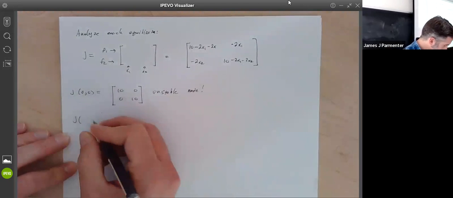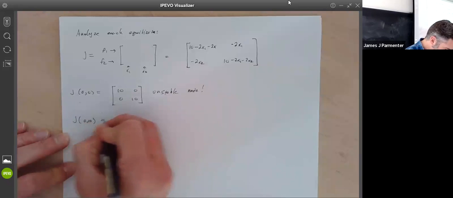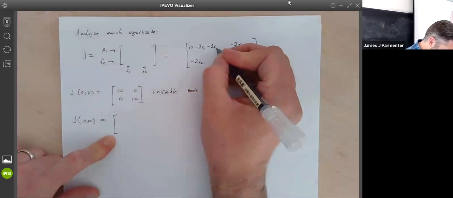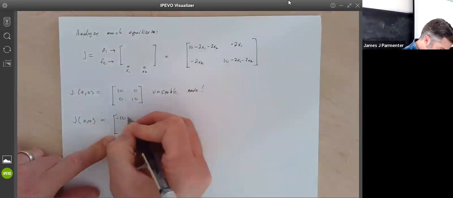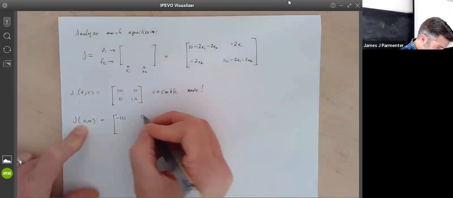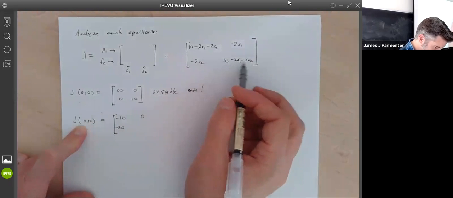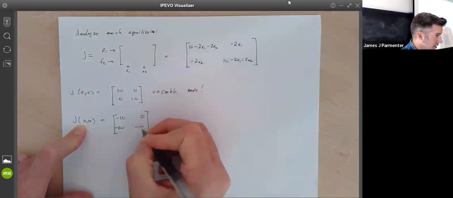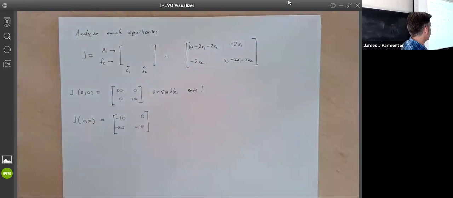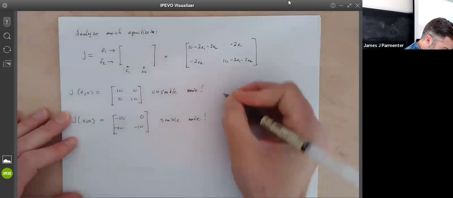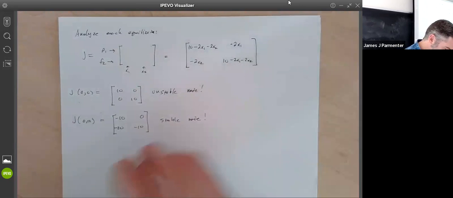All right, let's look at 0, 10. So plug in 0, 10. Let's see, I get 10 minus 0 minus 20. So I get negative 10. I get 0 still. I get negative 20. And I get 10 minus 0 minus 20. So I get negative 10. Very much the same way, we can see we also have the eigenvalues right off the bat here. The eigenvalues are negative 10 and negative 10. So this is a stable node. I should write it down there. So here, lambda.